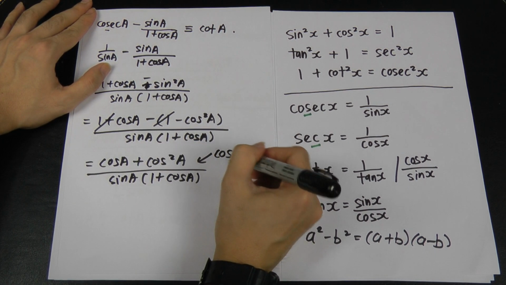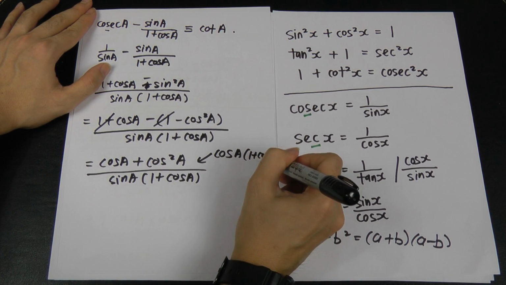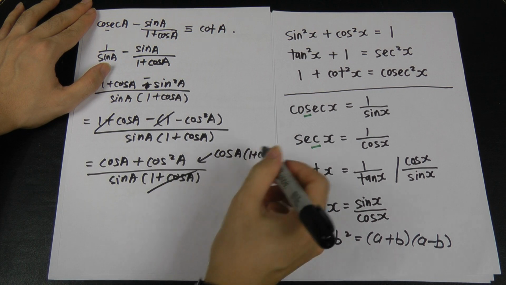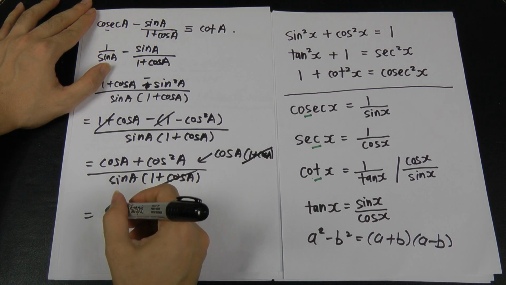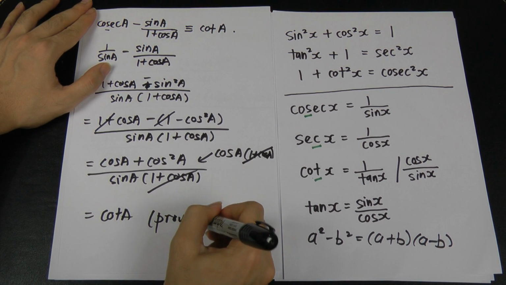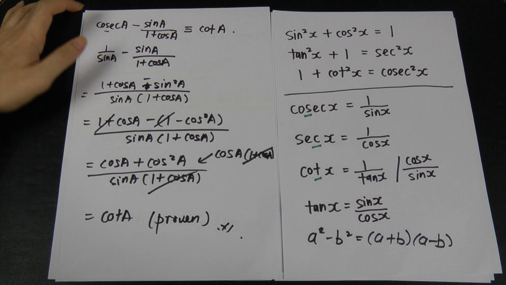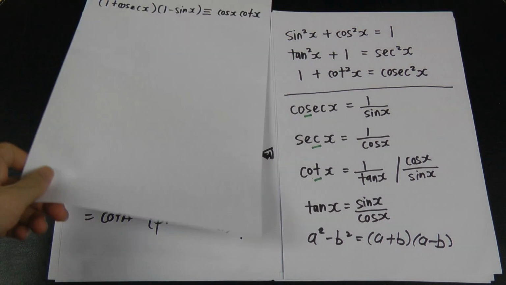I can factorize out the cos A, isn't it? Then I will get 1 plus cos A. And then 1 plus cos A and 1 plus cos A, I simplify, I left cos A over sine A, which is cotangent A. Okay, this is how I prove this kind of question. Alright, so it's not too hard, so let's continue to the last two.